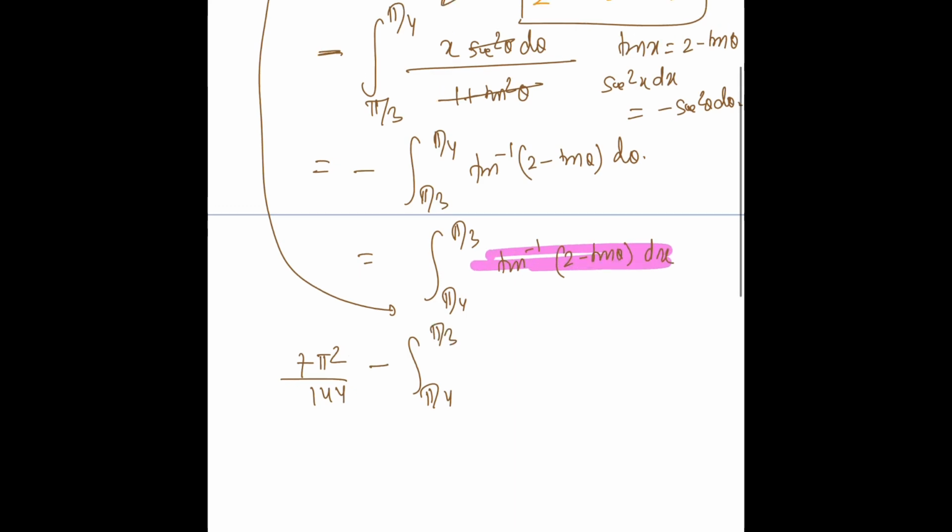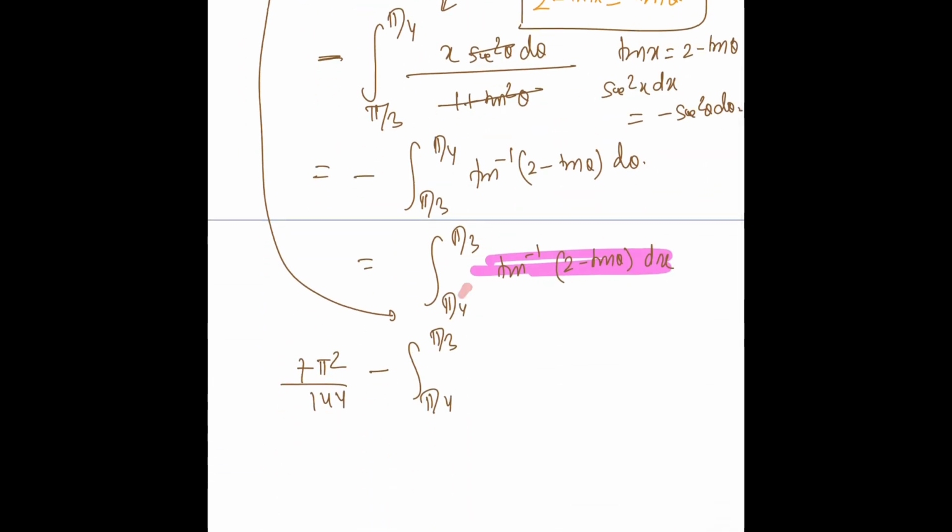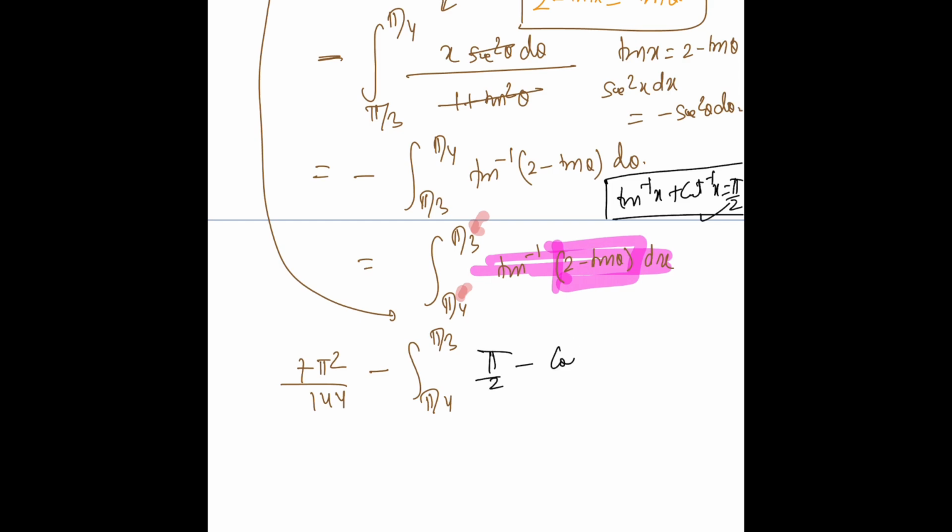Now still there is a small thing left, because I wanted cot inverse of something to come into the picture. And as you can see, in this interval between pi by 4 and pi by 3, this quantity is anyway going to be positive. So tan inverse of positive x plus cot inverse x is anyway pi by 2. In fact, it's true for all x when it is positive. But here specifically we can tell, we'll get pi by 2 minus cot inverse of 2 minus tan theta, by this transformation formula.